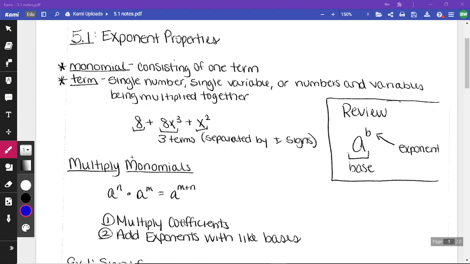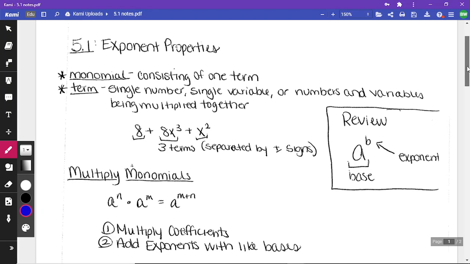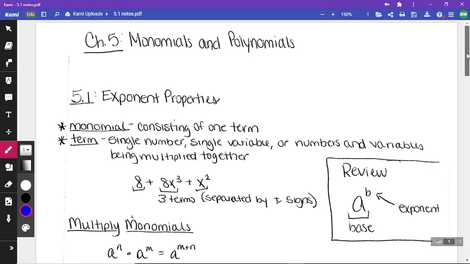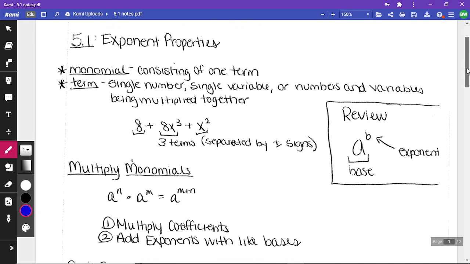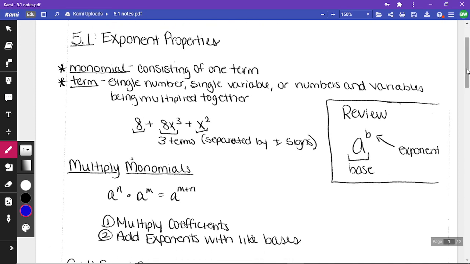Hello, algebra students. We're going to look at exponent properties today, and this is actually the first section in chapter 5, which is monomials and polynomials. So let's get started. First, we have some definitions.